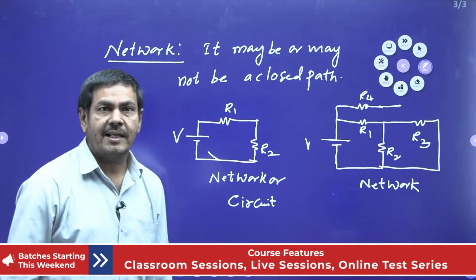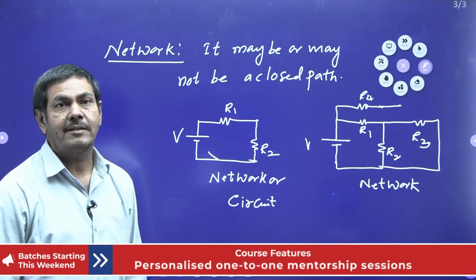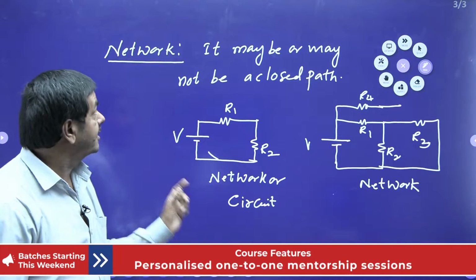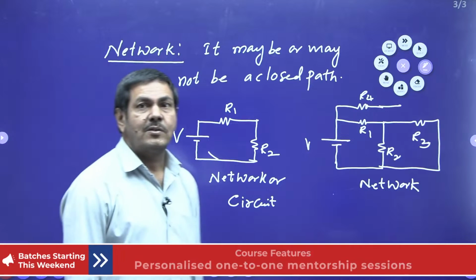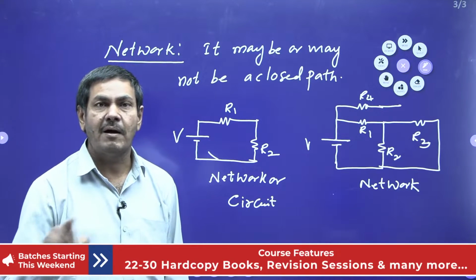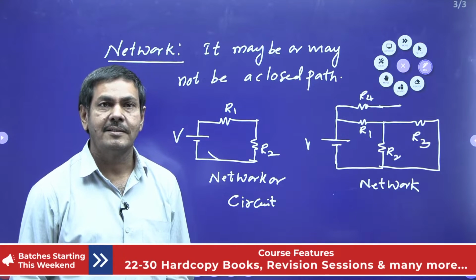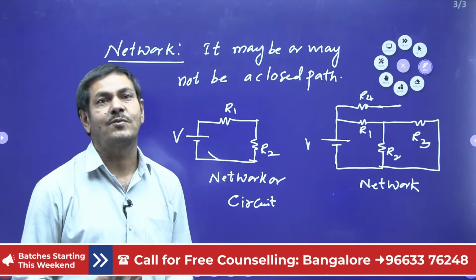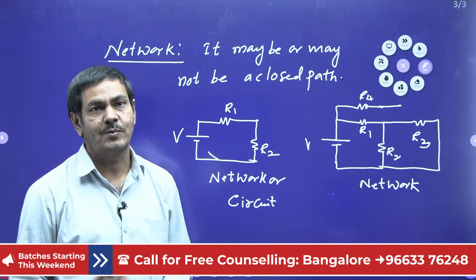Every circuit can act as a network, but every network cannot act as a circuit. That's very, very important. Anyhow, the difference between circuit and network: what I said, a circuit is any closed path formed by a number of electrical elements, to allow the current to flow. That is nothing but the circuit.